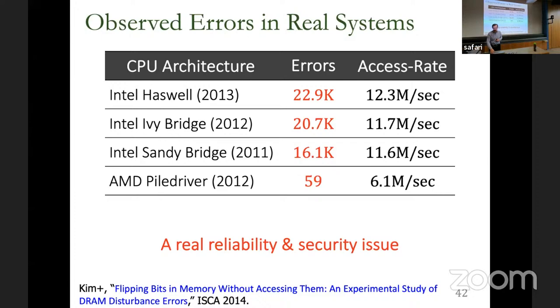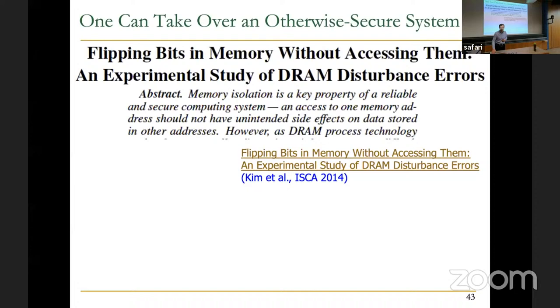And this is the paper that we're going to discuss a little bit more. It appeared in ISCA 2014. The first sentence we wrote in this paper is that memory isolation is a key property of a reliable and secure computing system, and access to one memory address should not have unintended side effects on data stored in other addresses. I think this makes a lot of sense, right? You're really isolating. You're not changing the data in one way. I think this needs to be maintained going into the future.